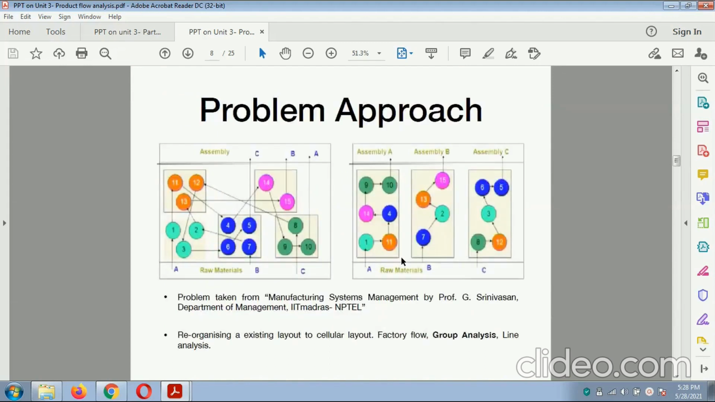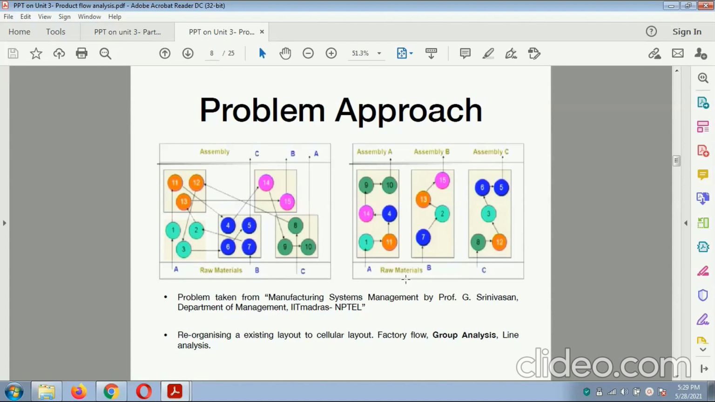So, the problem approach. In this assembly there is a raw material, that is a problem of the manufacturing system. This is a mismatching of the raw material, that is 1, 2, 3, 4, 5, 6, and this is the raw material which can be rearranged with respect to the production flow analysis.